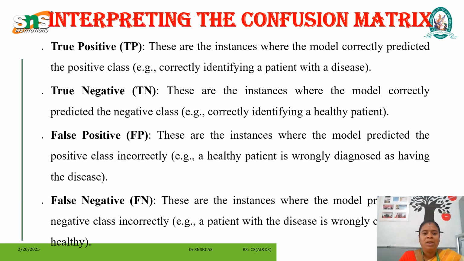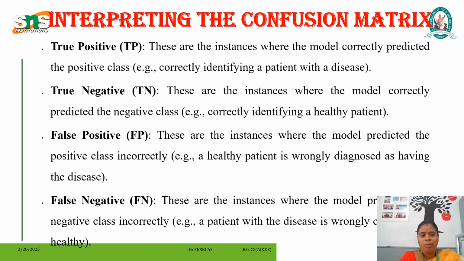Next one, interpreting the confusion matrix. The first one is true positive. These are the instances where the model correctly predicts the positive classes. Example, correctly identifying the patient with the disease. Next one, true negative. These are the instances where the model correctly predicts the negative classes. Example, correctly identifying the healthy patient.